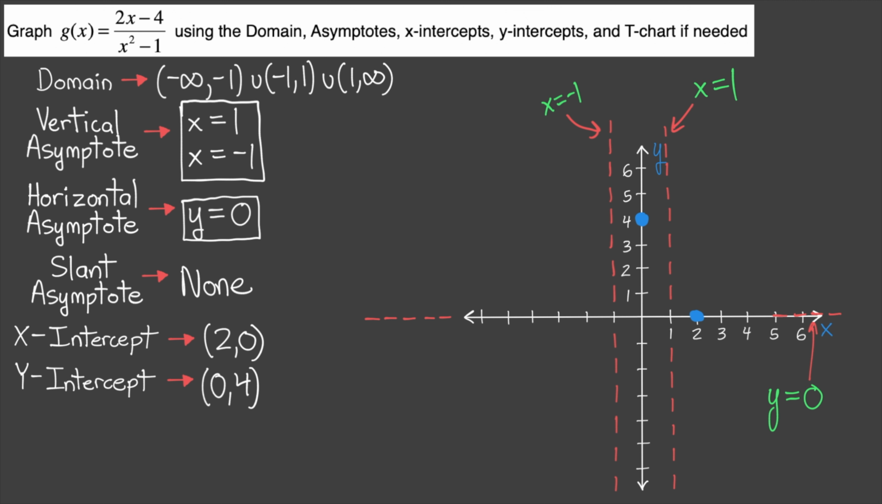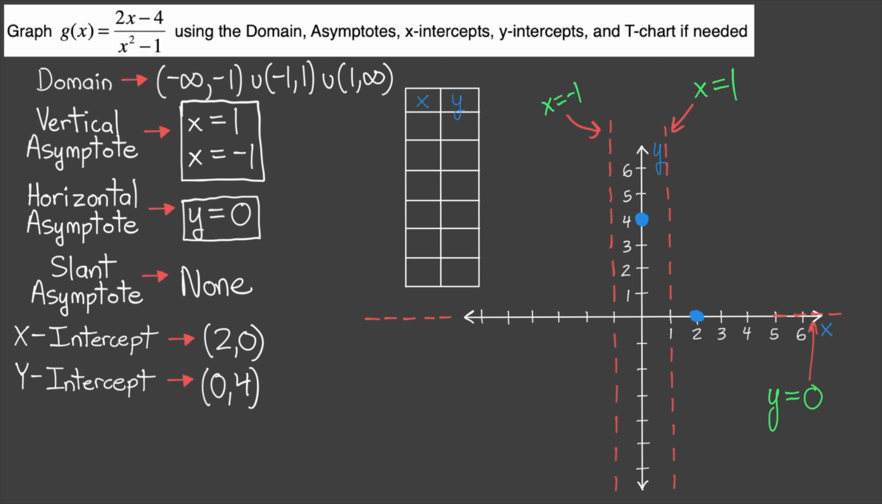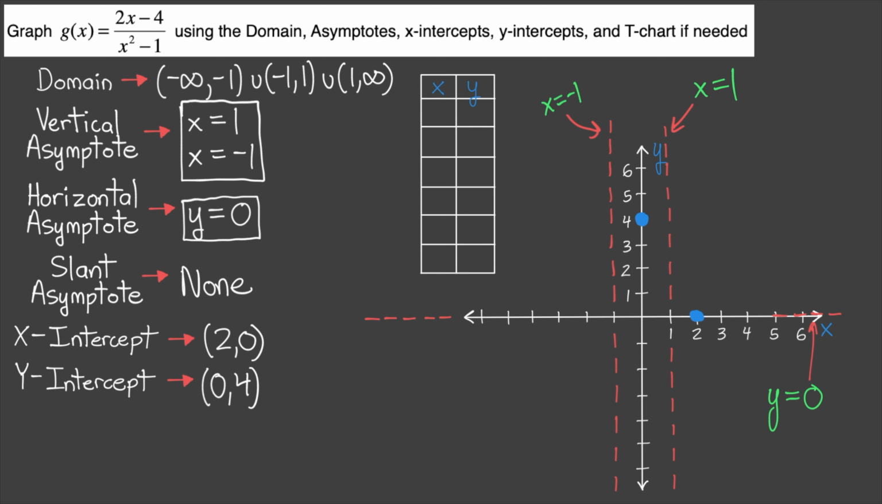So we want to plug in a bunch of values. So let's make a t-chart here. And we're going to plug in values in each of these regions I mentioned. So we want to be strategic about what x values we plug in. I'm going to plug in negative 2, negative 1/2, 0, positive 1/2, 1.5, and then 3. All right, so we get some values in each of these areas here that will help us round out the graph.